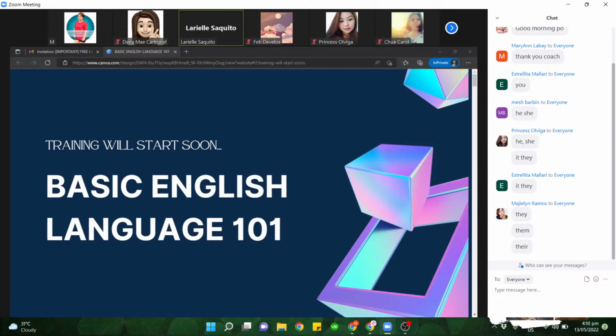Also, we have the different articles, the articles the, a, and an. So when are we going to use the article a? The article an as well. So there. When are we going to use again the article an? If we're going to use the article an, when are we going to use that? What's the usage of the article an? For article an, when are we going to use it?